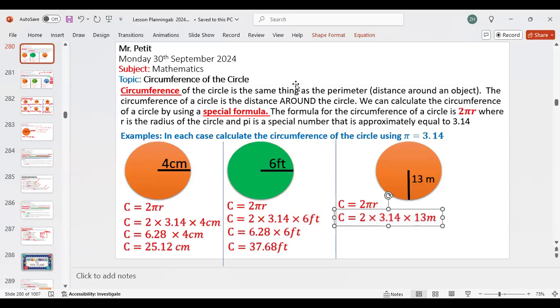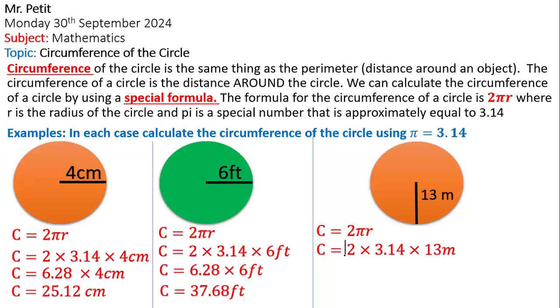How many persons have that so far? Now, what else are we going to do? What are we going to do now, Makaya? We have to multiply, right? Yes, sir. We multiply 3.14 times 2.